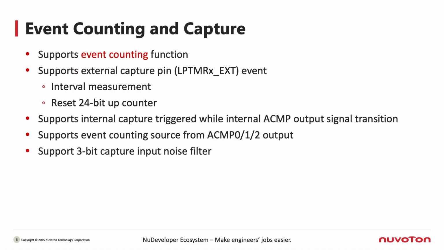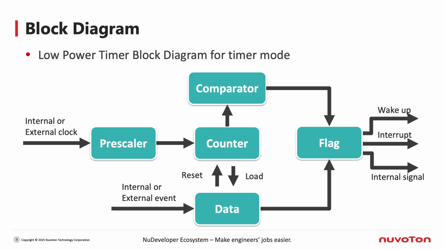The low-power timer also supports event counting, allowing you to count events on a specific input pin. It has a capture function, which measures the timing of signal changes on a designated pin, for example, detecting how long a GPIO signal stays high or low. Additionally, the low-power timer can work together with the ACMP to perform internal capture and event counting, offering even more flexible timing applications.